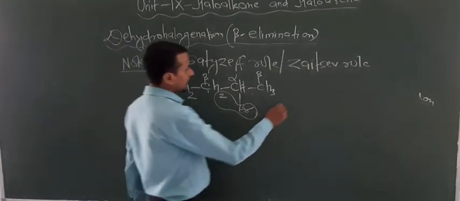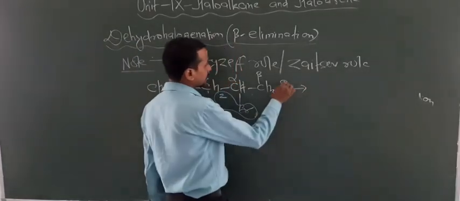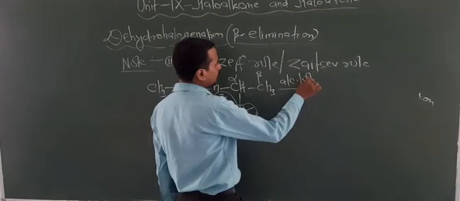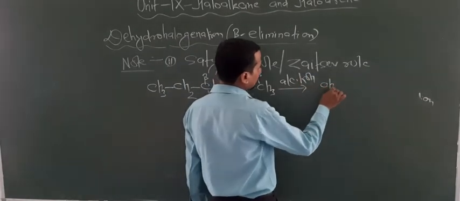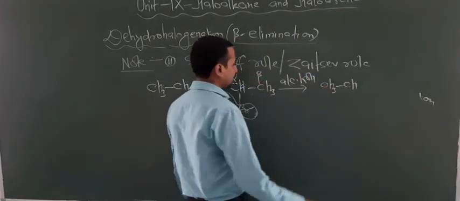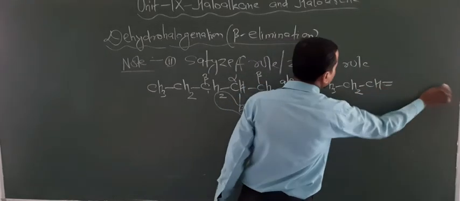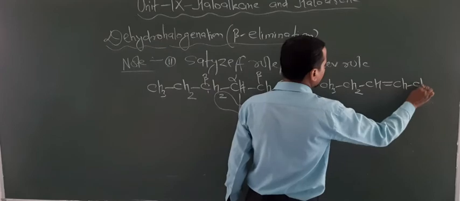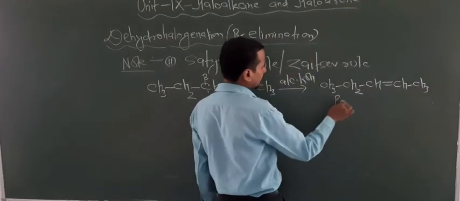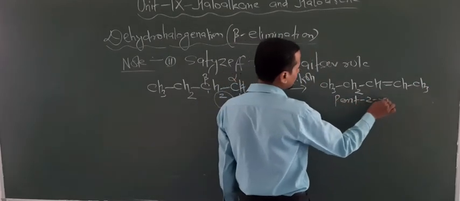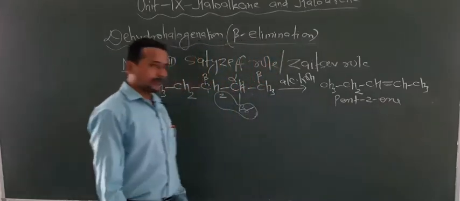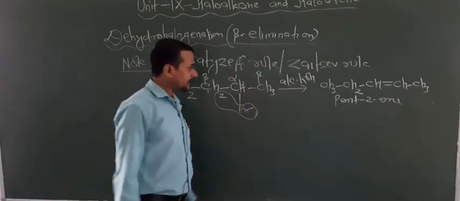So now this will give two products when reacted with alcoholic KOH. So one from beta H removed, having the less number of hydrogen atoms. So now this is basically pent-2-ene. One more product can be formed from this beta H also.